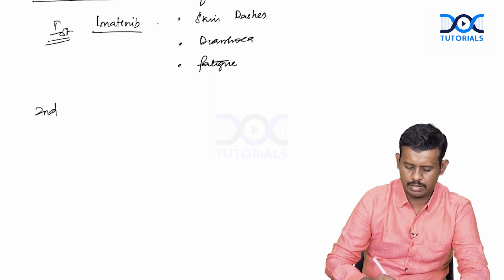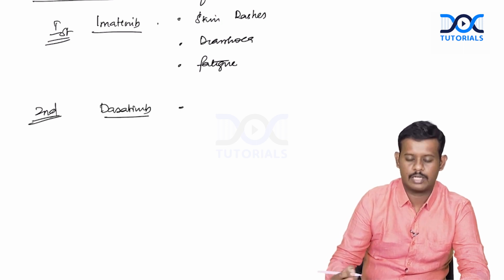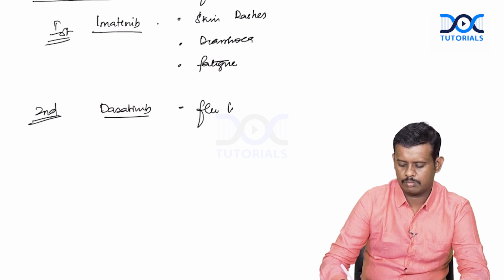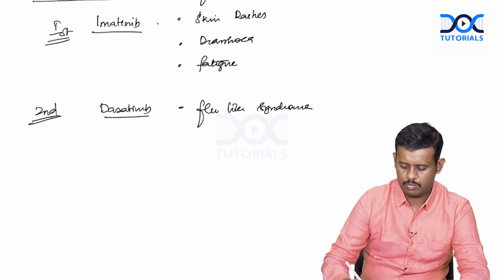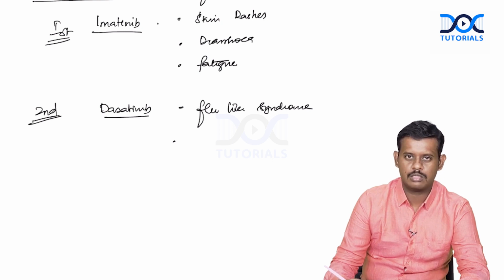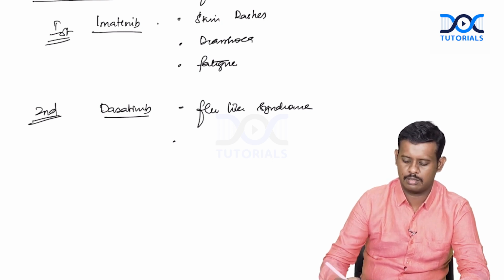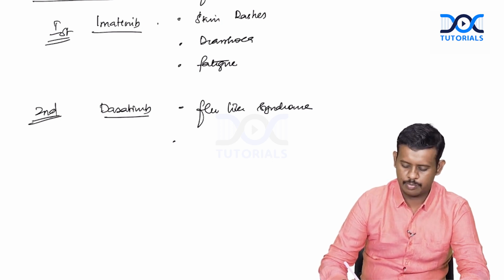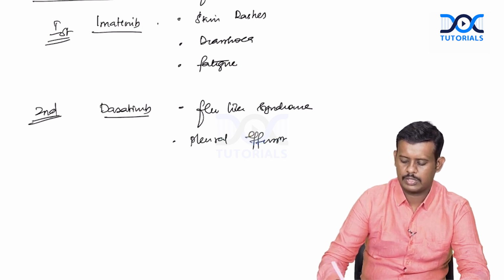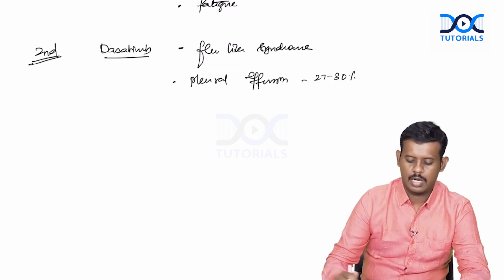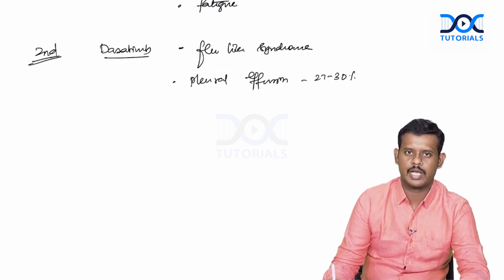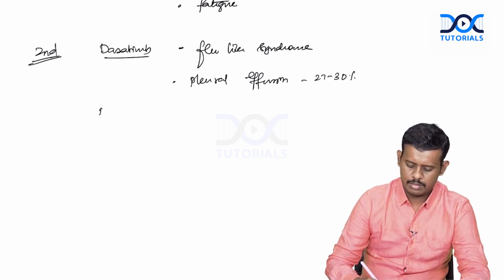What are the second generation TKIs? We know dasatinib, which can cause a flu-like syndrome. What else? The most commonly repeated MCQ question is that with dasatinib there is a potential for pleural effusion, which can happen in around 27 to 30% of patients. That responds to diuretics. Sometimes you might have to stop the drug for the patient to recover. What else? Nilotinib.